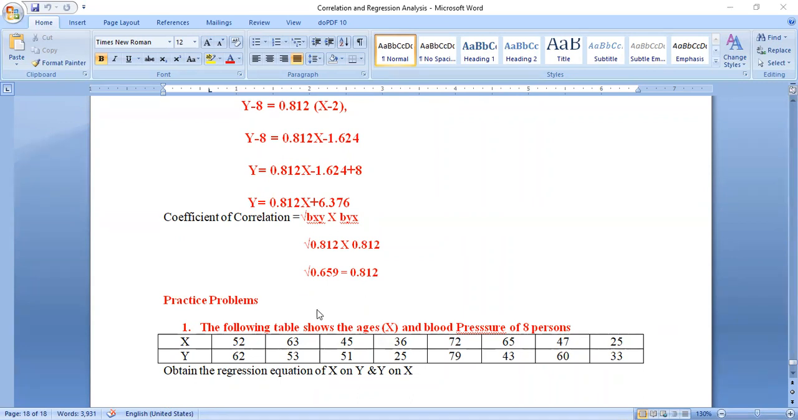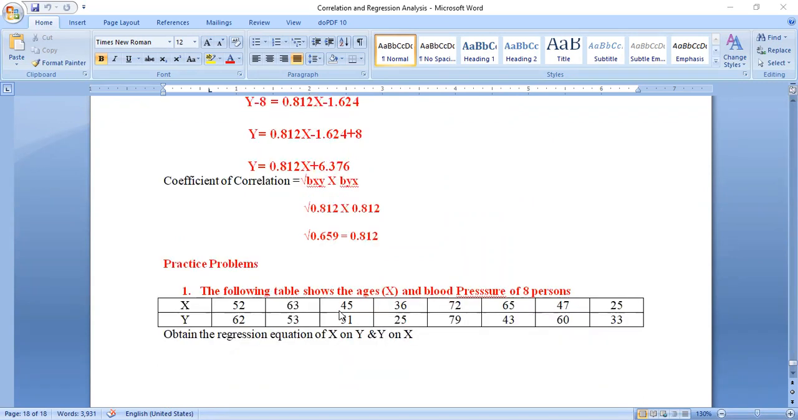Please note down this problem, my dear students, for practice and revision purposes. I am giving the problem here. This is the process to calculate the regression equation x on y and y on x using the assumed mean method.